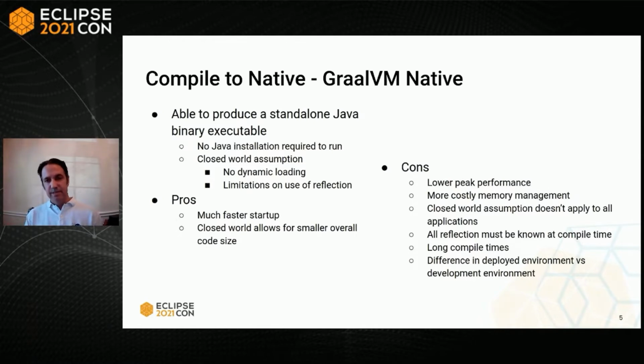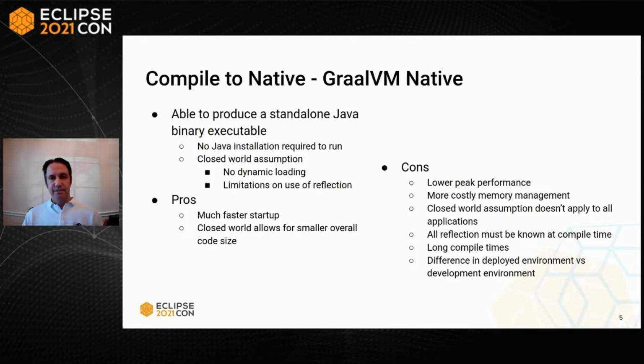The native one just has to come up to speed to compete and be as efficient. The closed world assumption may not apply to all applications. Ones that heavily rely on reflection may be quite difficult to get your compile time configured correctly. And compile times can also be quite long. They can be up to 2 minutes or more for just a simple application.